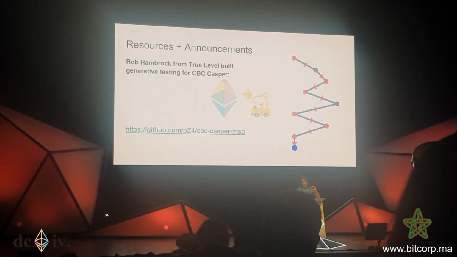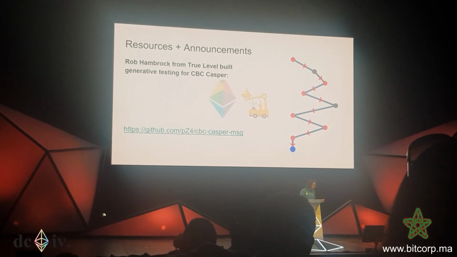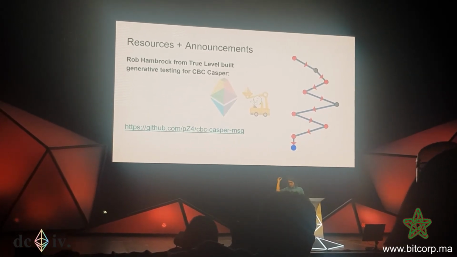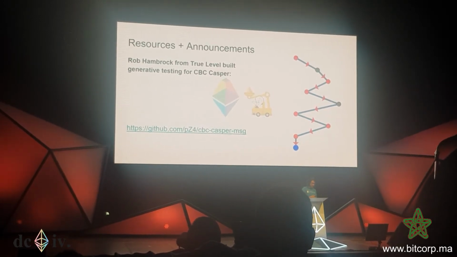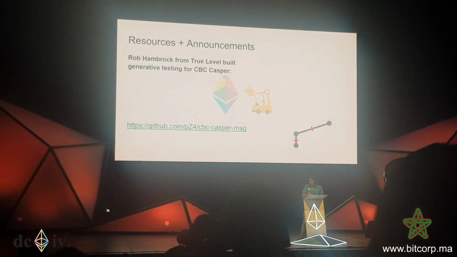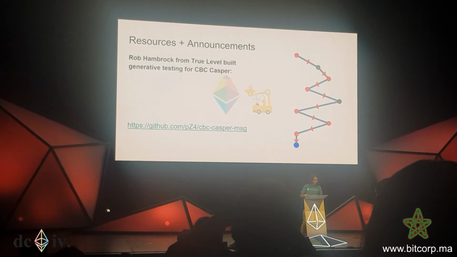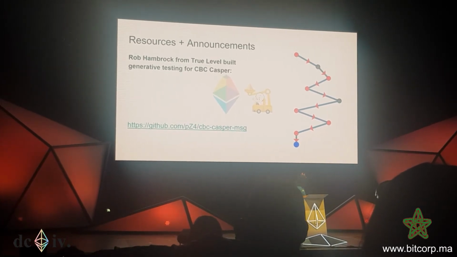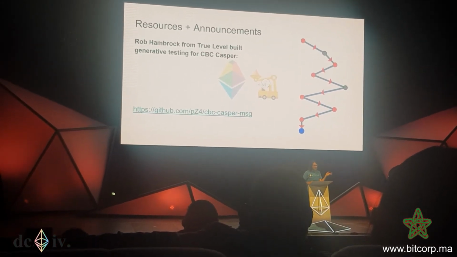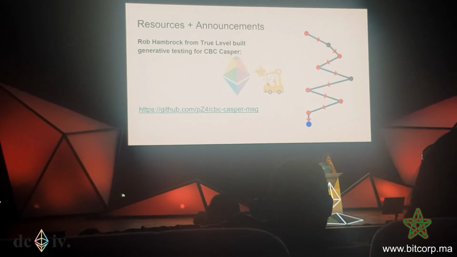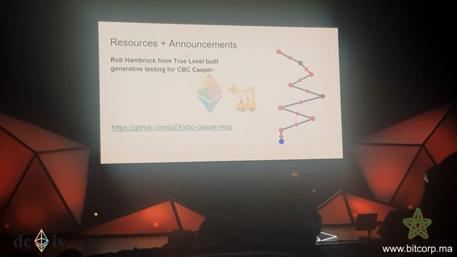So we have a bunch of announcements of people contributing to CBC Casper research. This is Rob Hamrock from True Level, who built generative testing for CBC Casper protocols. And with this, spoiler alert. So what this shows here is the red dots are members of a clique, which are validators who see each other agree in a way that they are actually finalizing that block, the blue one down there.